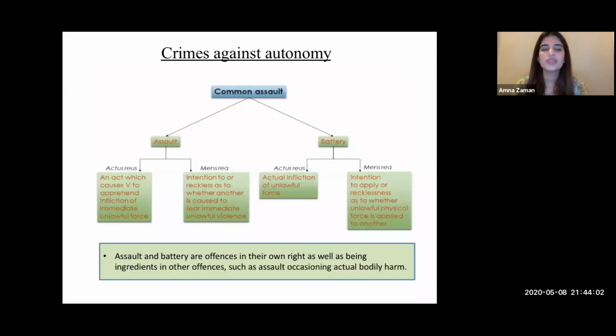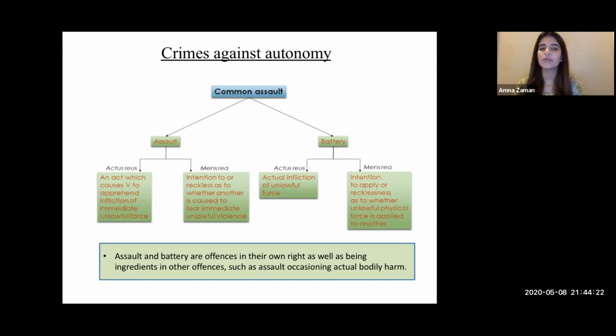This now takes us to the second part of the chapter, that is crimes against autonomy. Crimes against autonomy comprise of two offenses: assault and battery. Now let's discuss the actus reus and mens rea for both of these offenses.